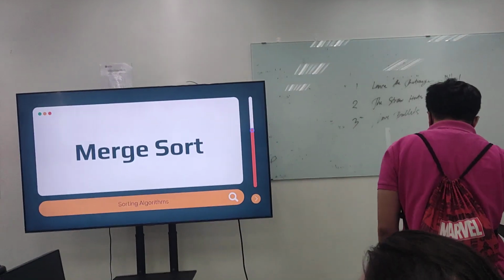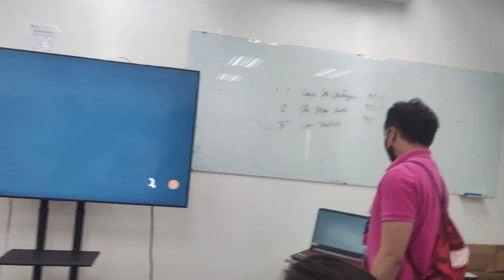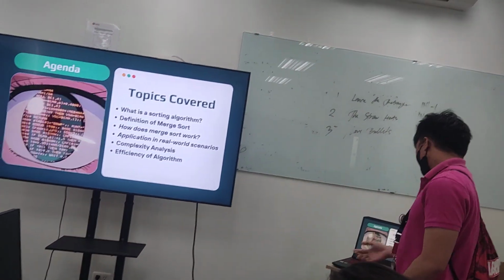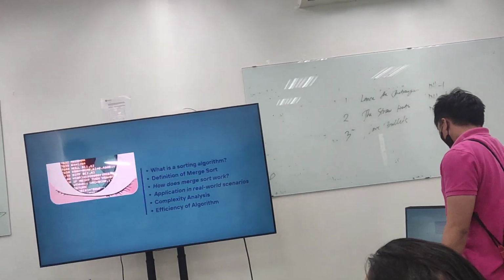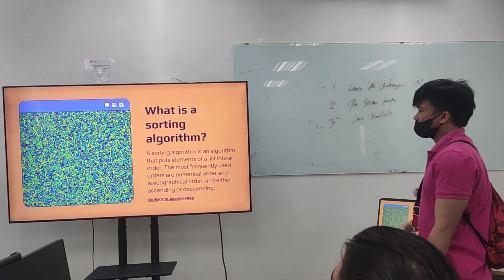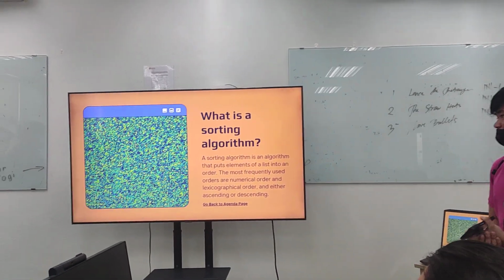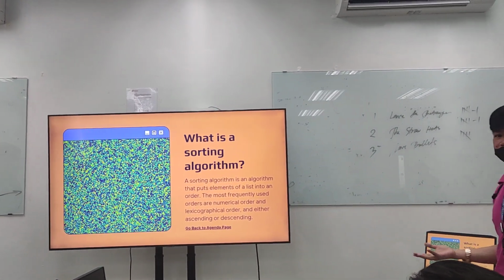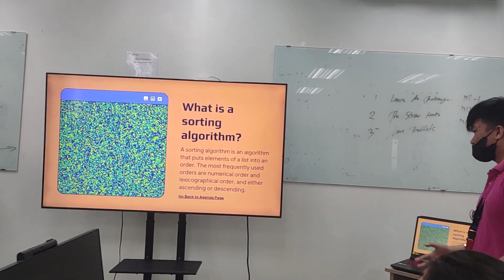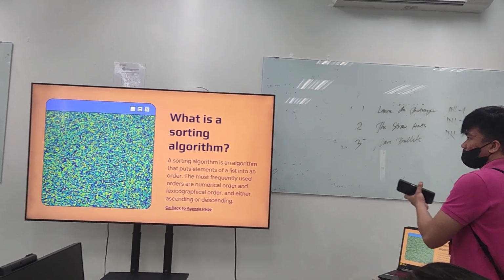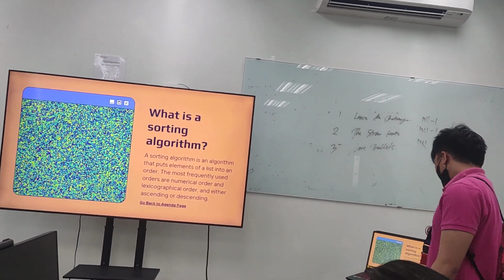Hello guys, we will introduce to you what is merge sort. So merge sort is a sorting algorithm, and these are the topics covered for our presentation. Next, we have what is a sorting algorithm? A sorting algorithm is an algorithm that puts elements in a list in an order, just like what we have seen by using the merge sort unintentionally. We put the elements, which are the activities, in the categories.